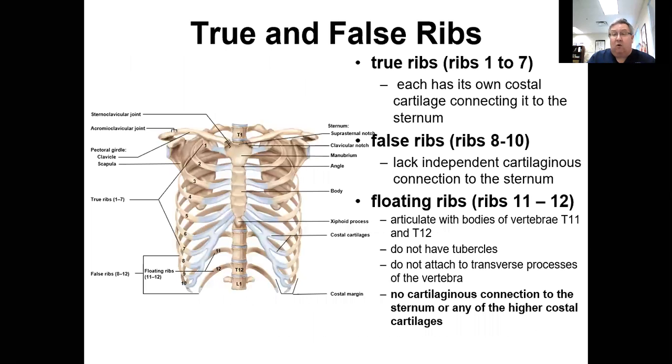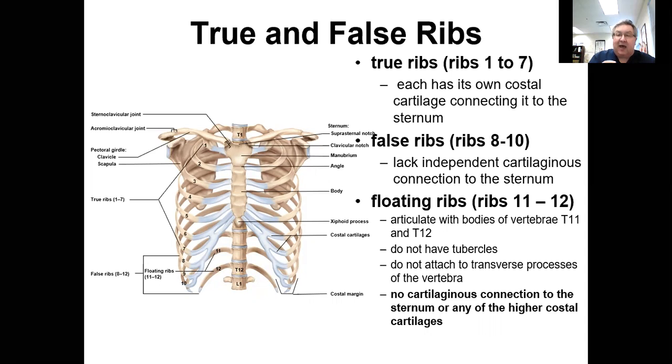The ribs, all I'm going to need you to know is what a rib looks like, but we do have many, many muscles that attach to the ribs, and we're going to go over them. All right, there are many. What I will need you to know is the true ribs, the false ribs, and the floating ribs. Okay? The true ribs are ribs 1 through 7.